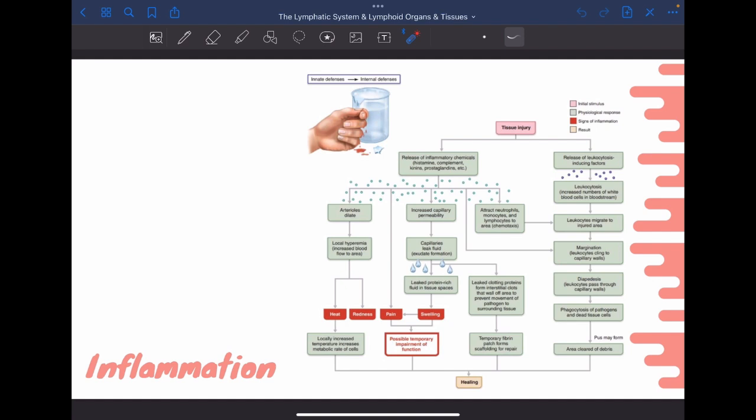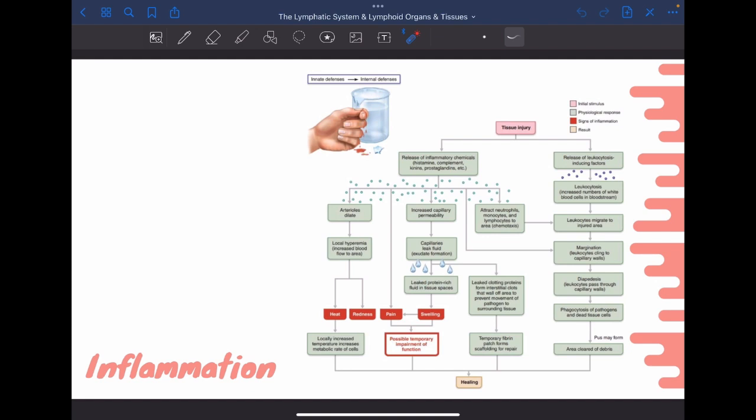Normally what we see is the release of inflammatory chemicals from the injured cell or from the immune cells. They will release histamine, complements, kinins, prostaglandins, and the like, and they will cause vasodilation. Vasodilation will result in local hyperemia. Hyperemia, excess blood, will cause heat and redness. Sometime we'll talk about heat when we talk about fever and what the importance of fever is. This might increase the metabolic rate of cells, and might help in increasing healing and so on.